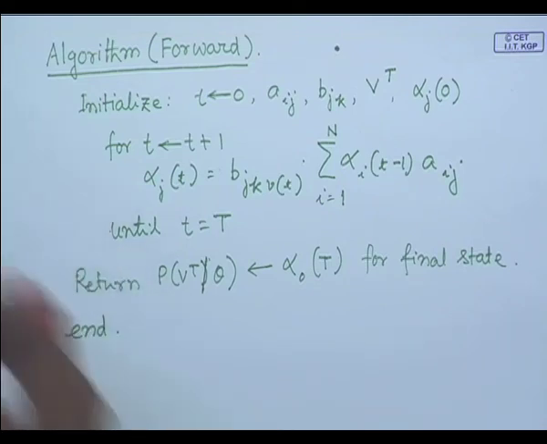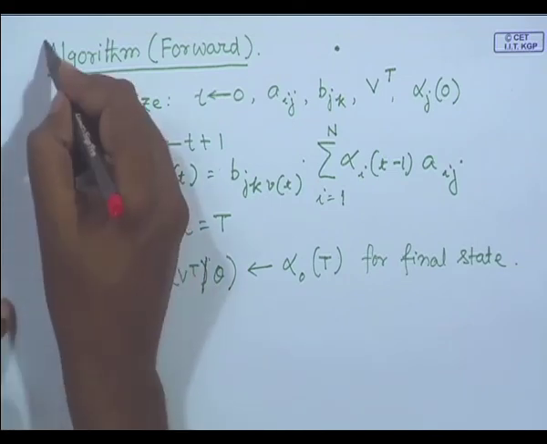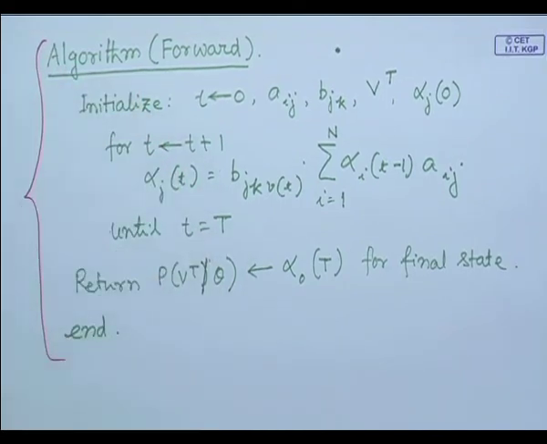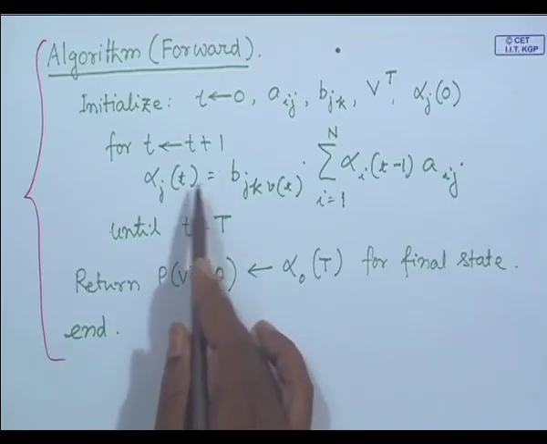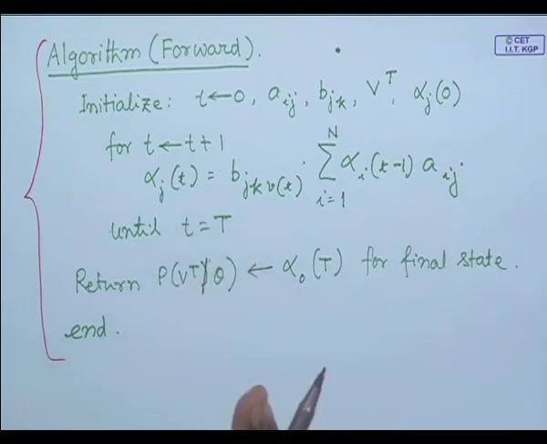So this is the algorithm, called the forward algorithm, which is used to find the probability that a given sequence V T is generated by a given model theta. While doing so, we have also found out, at every step, the probability that the machine is in a particular hidden state. So I will stop this lecture now. In the next lecture, I will explain this algorithm further with an example. Thank you.